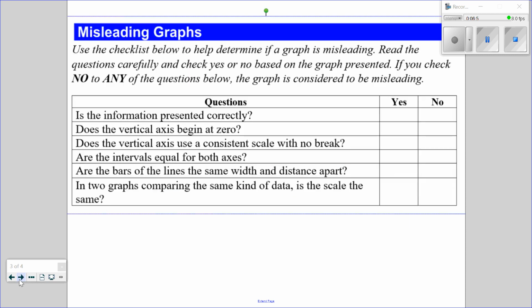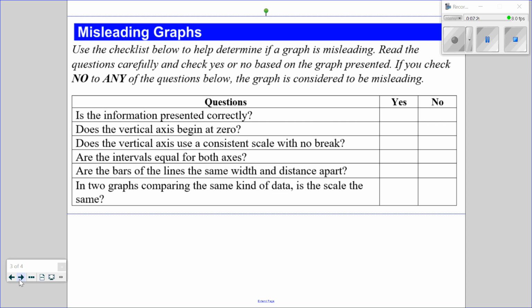The second thing that this lesson talked about was misleading graphs. You want to be careful when people present information to you. They can present it in a way that they mislead you. So there's a couple of things that we ask that you look out for. The first thing we look out for is, is the information presented correctly? We want to make sure that the graph has everything that it's supposed to have.